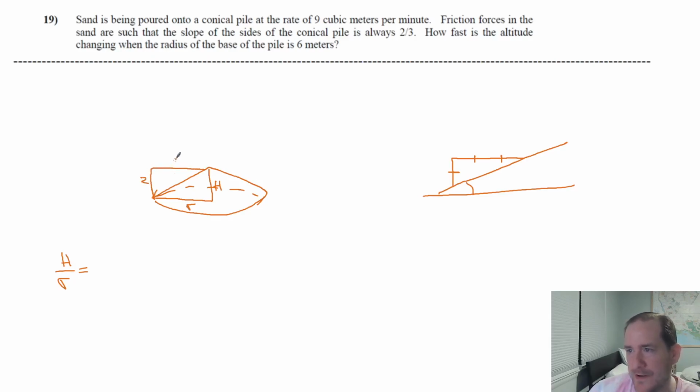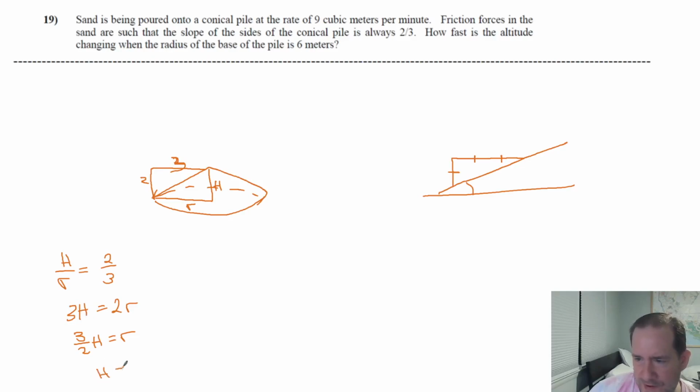run 3. So our height is 2, but our radius is 3. So we can see that that height to radius ratio is 2 to 3, which means if I cross multiply to get 3h equals 2r, then I can either solve for r by dividing by 2. I get 3/2 h equals r. But I could also divide by 3 to figure out that h is equal to 2/3 of r.